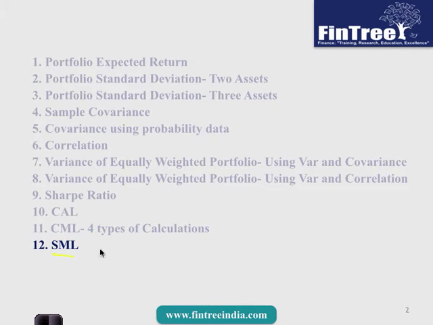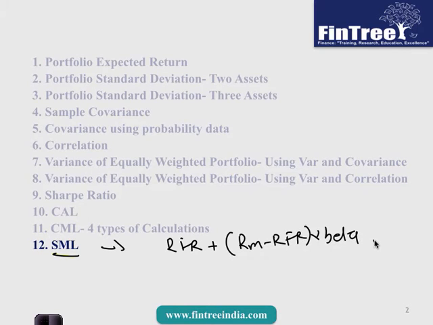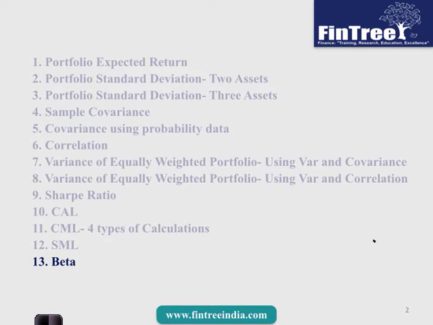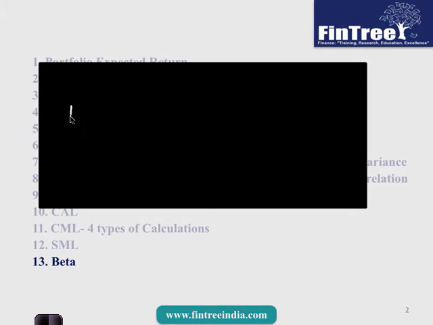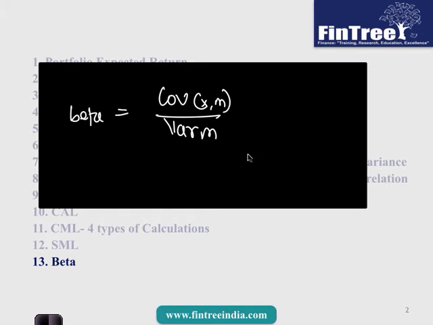Then SML. Equation of SML is nothing but standard capital asset pricing formula. So risk-free rate of return plus return on market minus RFR multiplied with beta. Question 13 or formula 13, the formula for beta. Formula for beta would be covariance between stock X and market divided by variance of market.